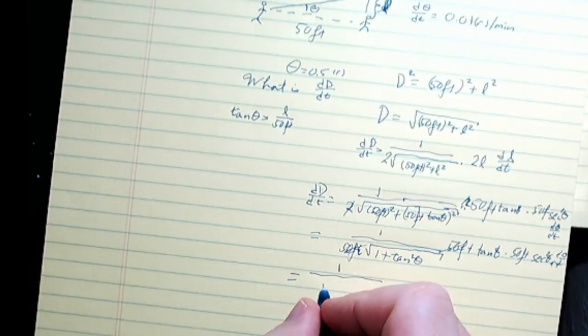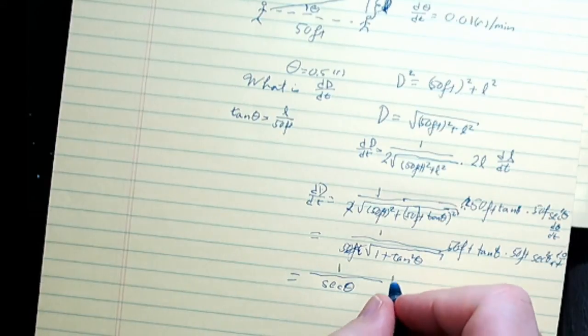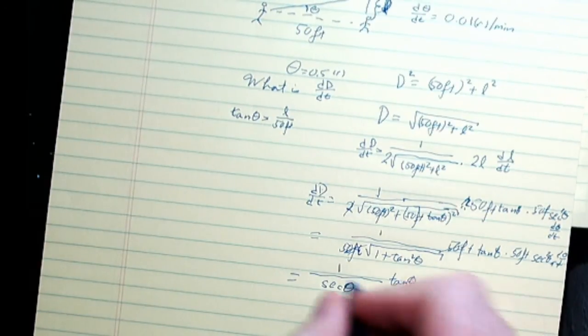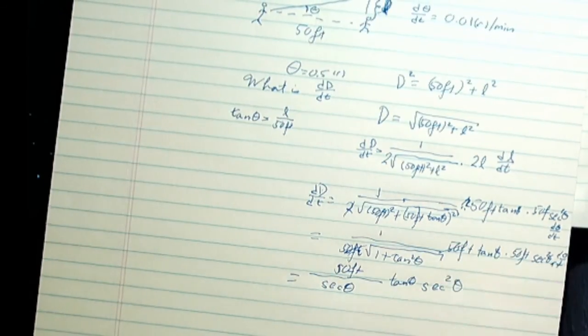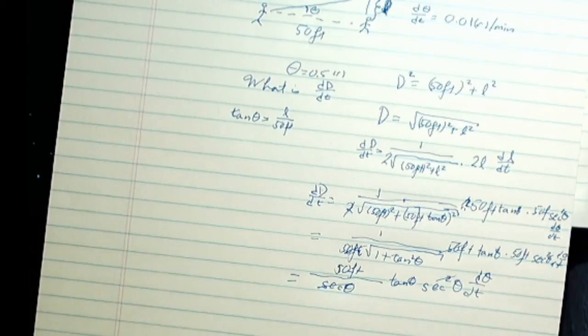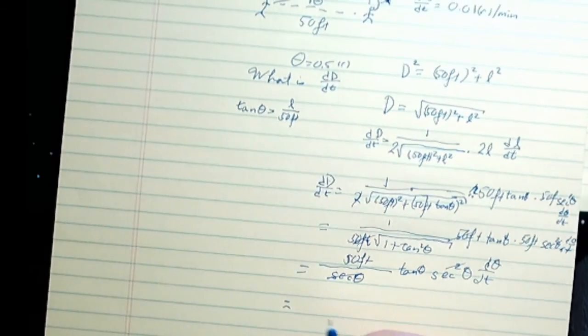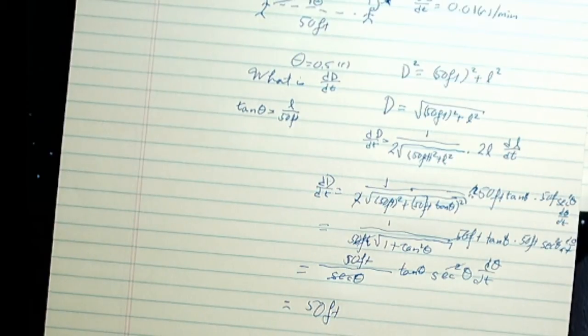So that's 1 over secant theta times tan theta times 50 feet. Still up there, I'll bring it up. Times secant squared theta times d theta dt. One of our secants cancels. So this gives us something kind of nice. We now have dd dt is equal to 50 feet times tangent theta times secant theta. That's just sine theta over cosine squared theta.